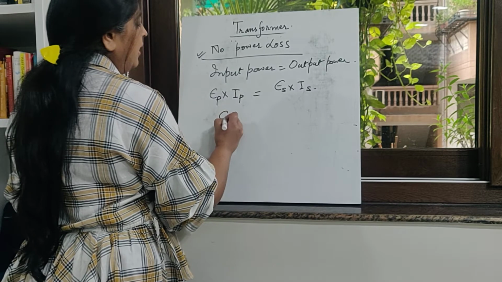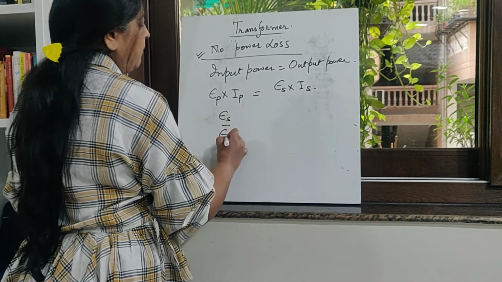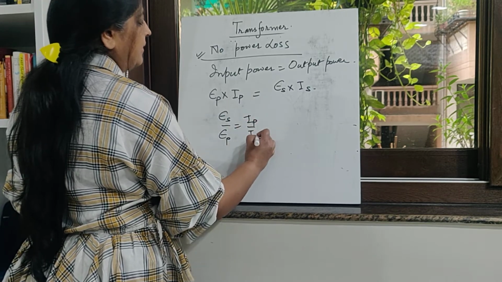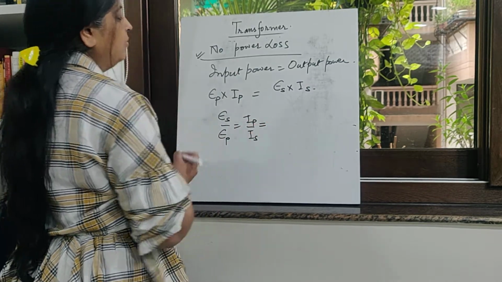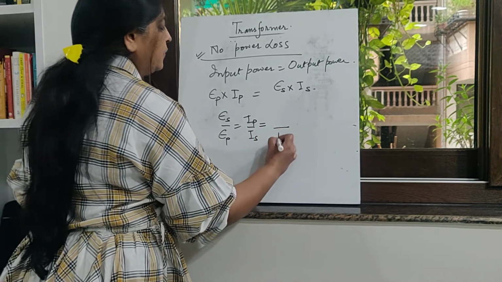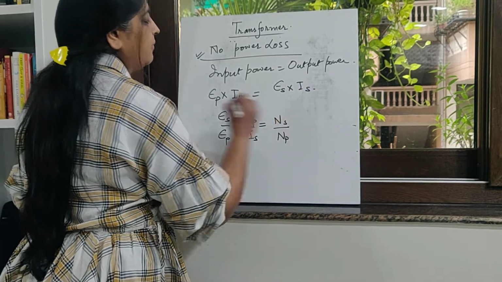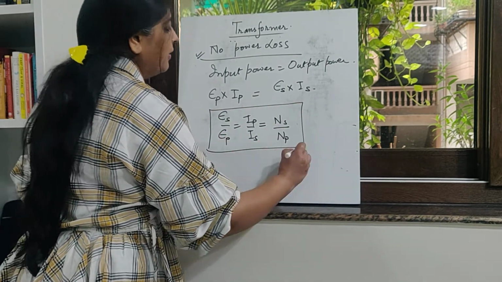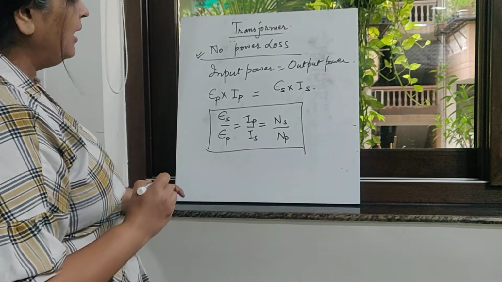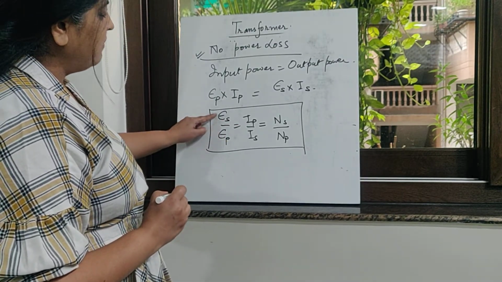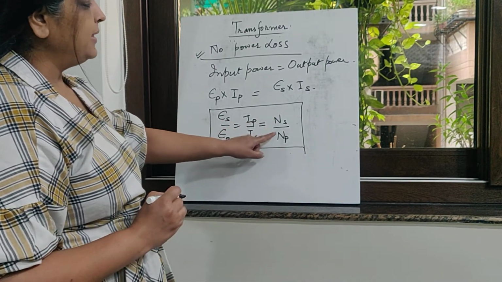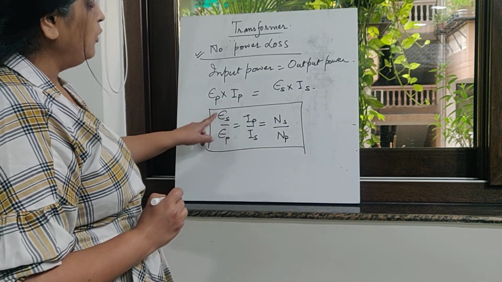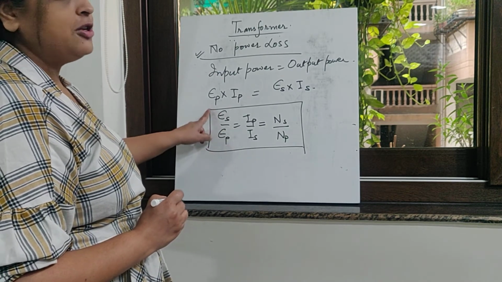Then we can write down ES upon EP will be equal to IP upon IS. And we just now derived that this was also equal to this, right? So this is the equation that we use for the transformer, that it can be stepped up or down by using the correct number of turns, and also that the current and voltage are inversely related to each other.